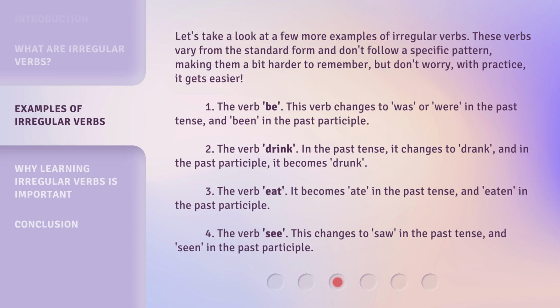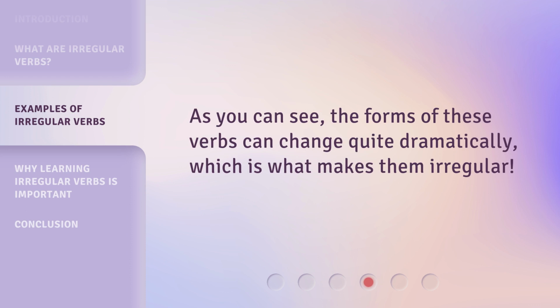2. The verb drink. In the past tense, it changes to drank, and in the past participle, it becomes drunk. 3. The verb eat. It becomes ate in the past tense, and eaten in the past participle. 4. The verb see. This changes to saw in the past tense, and seen in the past participle. As you can see, the forms of these verbs can change quite dramatically, which is what makes them irregular.